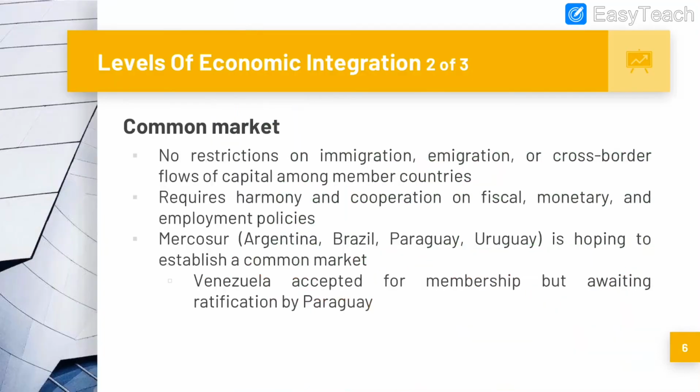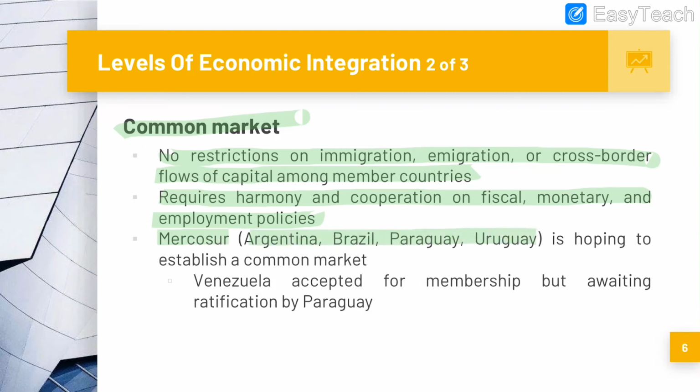Okay, next we move to the next level of economic integration, which is the common market. In this common market, there's no restriction on immigration, emigration, or cross-border flows of capital among member countries. So they require harmony and cooperation on fiscal, monetary, and also employment policy. Mercosur, with countries such as Argentina, Brazil, Paraguay, and Uruguay, is hoping to establish the common market. For example, Venezuela accepted the membership but is awaiting ratification by Paraguay.